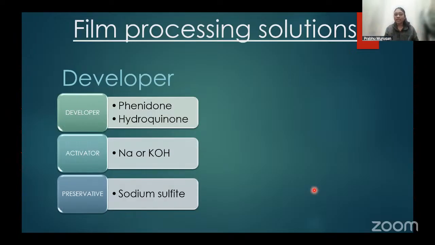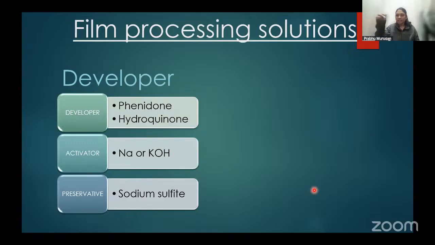When you look at your fixer solution, it has an acidic medium. Okay, it is an acidic medium, so you will be able to smell that strong pungency of that acidic nature, and it is a differentiating feature. This will be soapy because it is alkaline in nature. Okay, so this is about your developer.